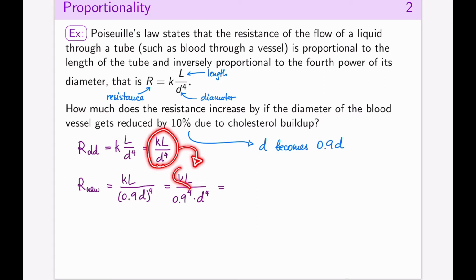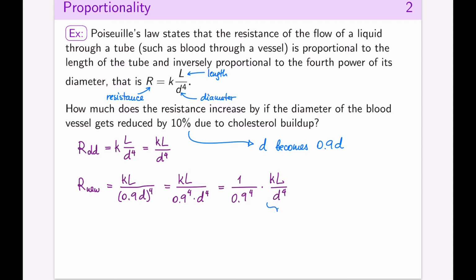And I can, of course, see it right here, right? This is my KL over D to the 4th. So I'm going to try to isolate this factor. So I have this 0.9 to the power 4 on the bottom outside of it. So I'm going to split that apart: 1 over 0.9 to the power 4 times KL over D to the 4th.